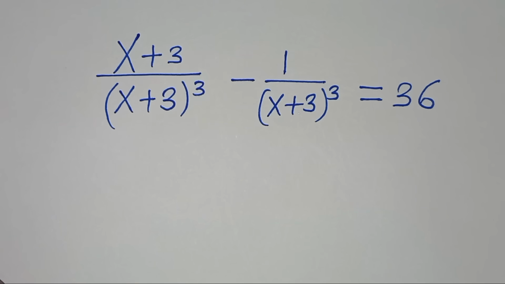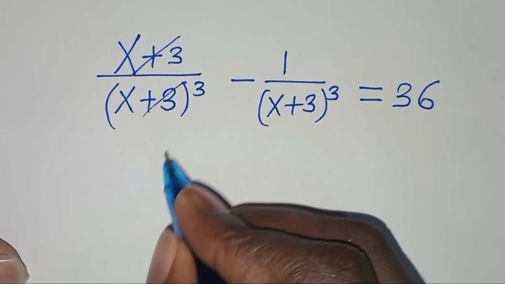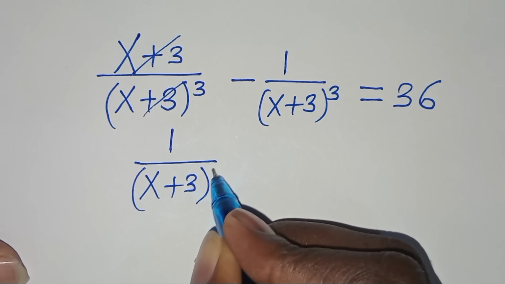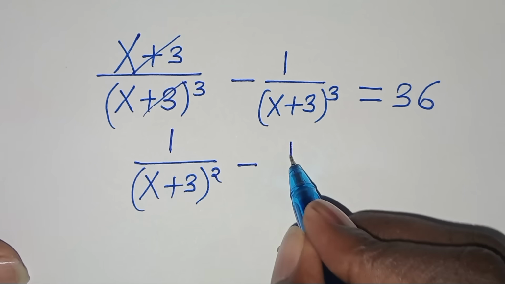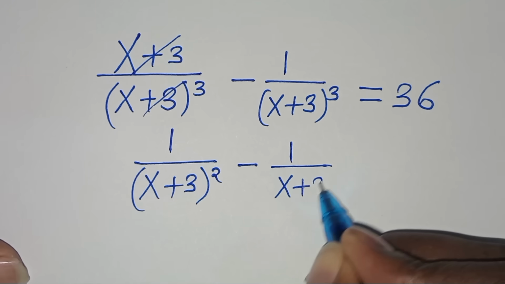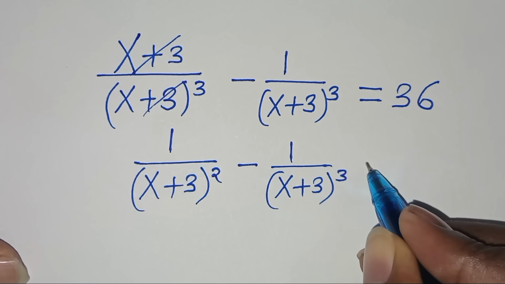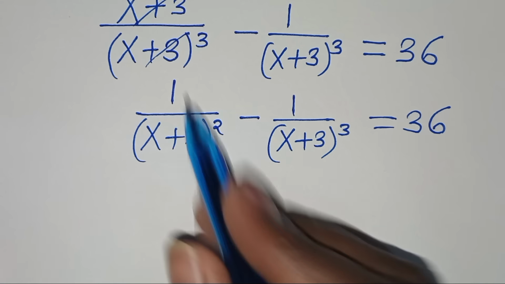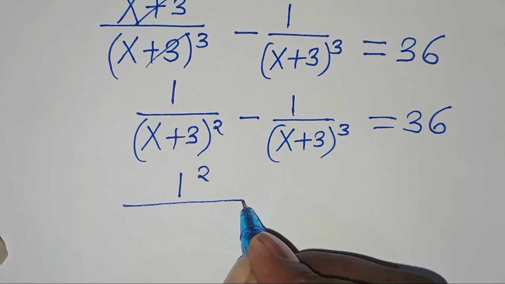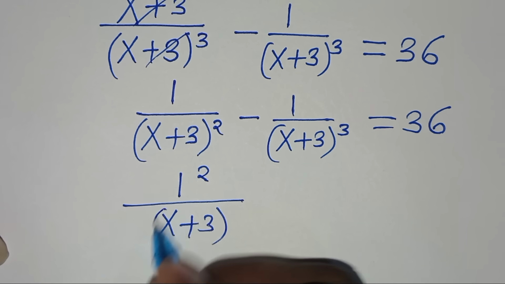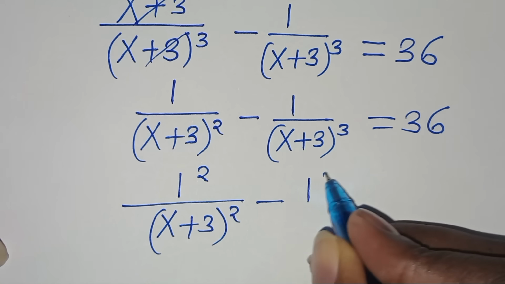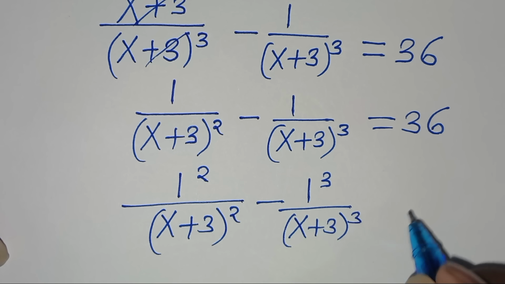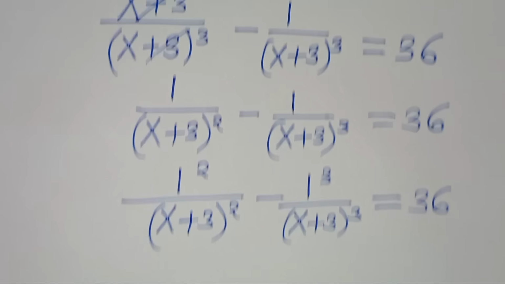Now we can simplify so that we have 1 over (x plus 3) raised to the power of 2, subtract 1 over (x plus 3) raised to the power of 3, equal to 36. Now we can express this as 1 raised to the power of 2 divided by (x plus 3) raised to the power of 2, minus 1 to the power of 3 divided by (x plus 3) raised to the power of 3, equal to 36.